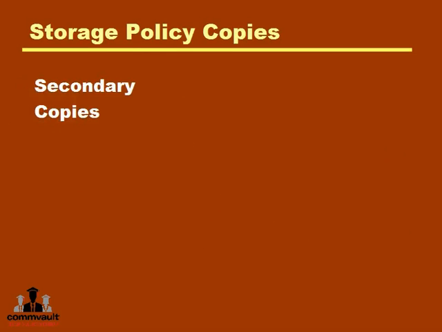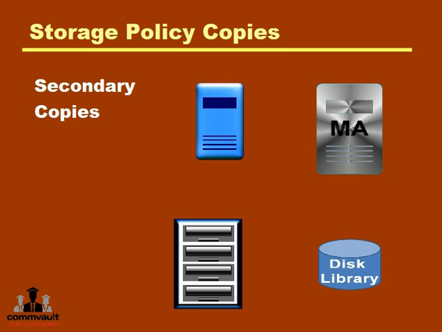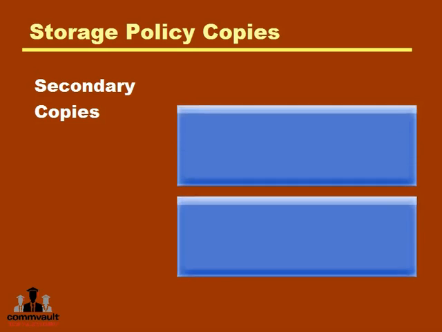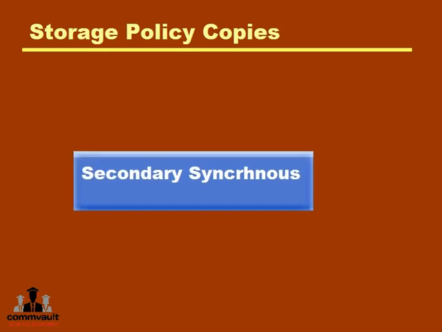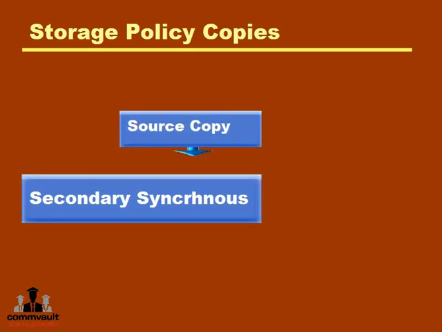There are also secondary copies that can be configured. The idea of secondary copies is that once the data is moved to the primary copies, additional copies of the data can be made without touching the production servers. There are two types of secondary copies: synchronous and selective. A synchronous copy synchronizes itself with the source copy.